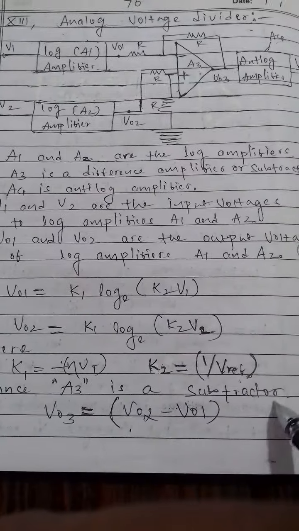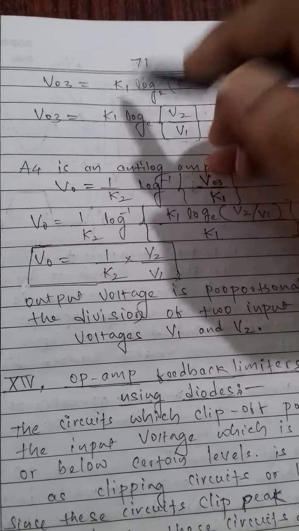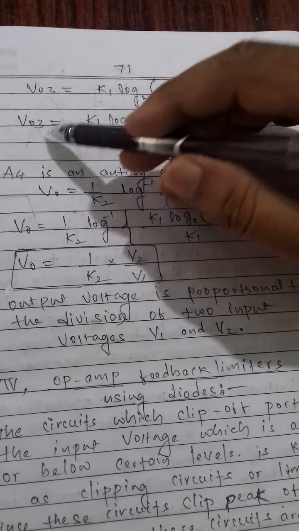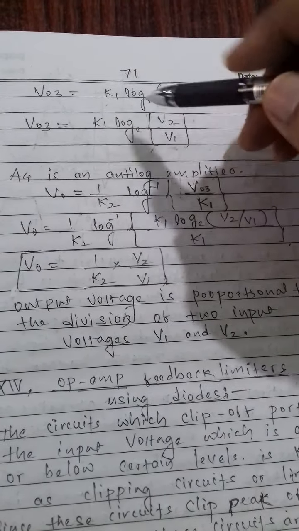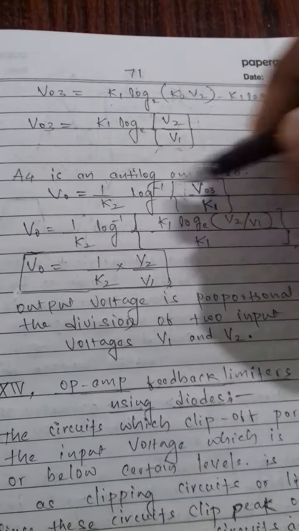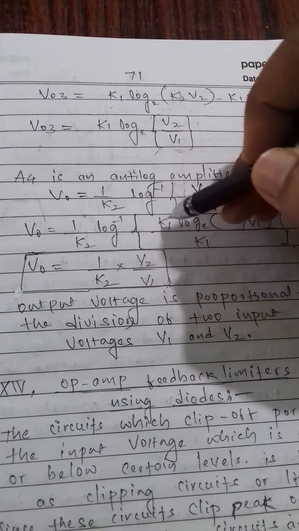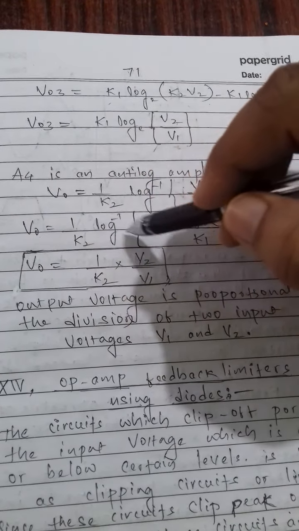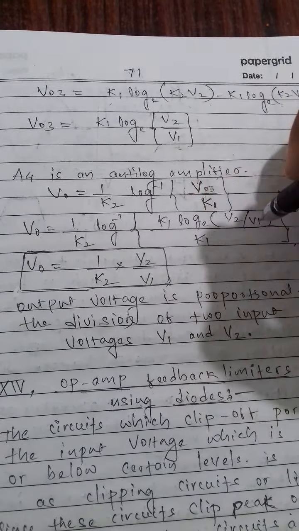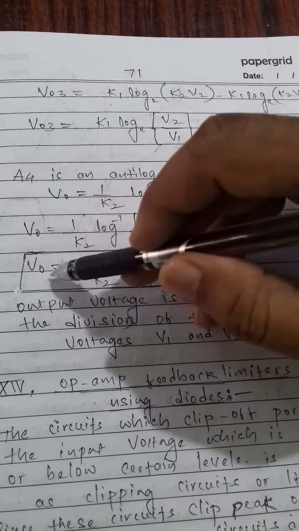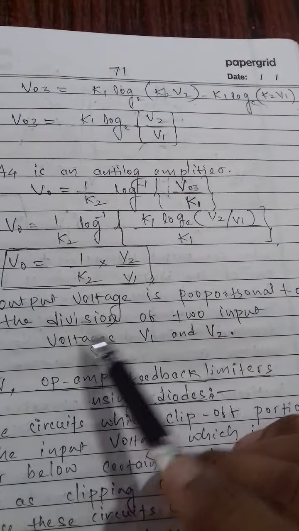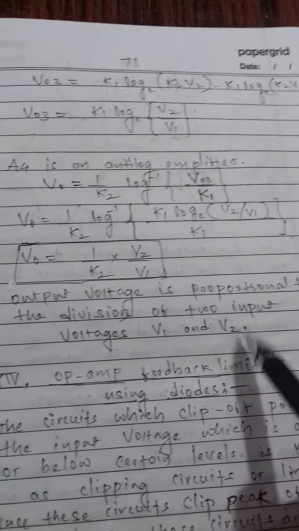Since A3 is a subtractor, VO3 is equal to VO2 minus VO1. VO3 is equal to K1 log of K2 V2 minus K1 log of K2 V1, so that VO3 is equal to K1 log of V2 upon V1 to the base e. A4 is an anti-log amplifier, so that output voltage is equal to 1 upon K2 antilog of VO3 upon K1, so that output voltage is 1 upon K2 into V2 upon V1. Output voltage is proportional to the division of the two input voltages V1 and V2.